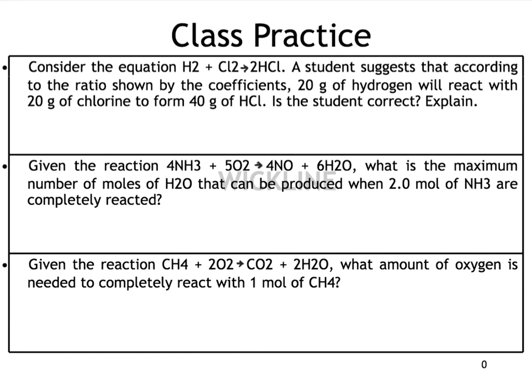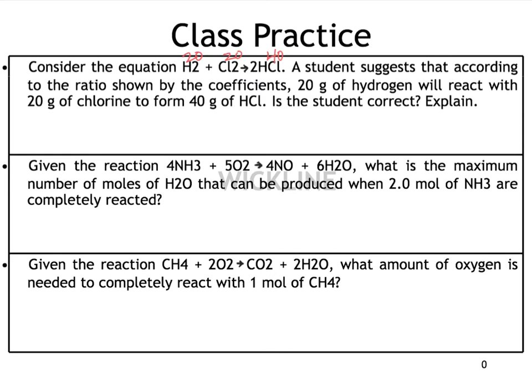Alright, so let's take a moment to practice what mole ratios do mean and what they don't mean. My first example is what mole ratios do not mean. Alright, so let's consider the following equation, which is the synthesis of hydrogen and chlorine to produce hydrogen chloride. A student suggests that according to the ratio shown by the coefficients that 20 grams of hydrogen, right here, would react with 20 grams of chlorine to produce 40 grams of hydrogen chloride.